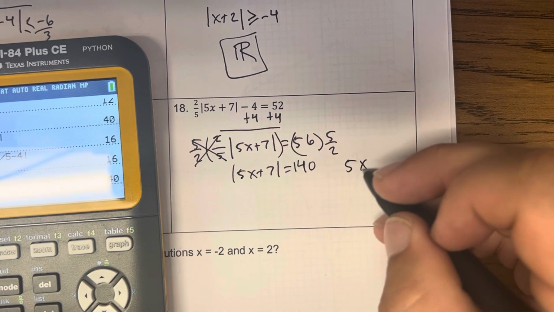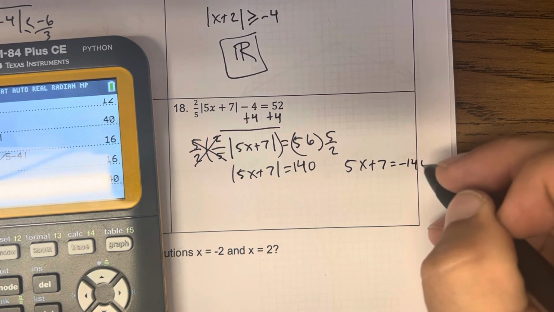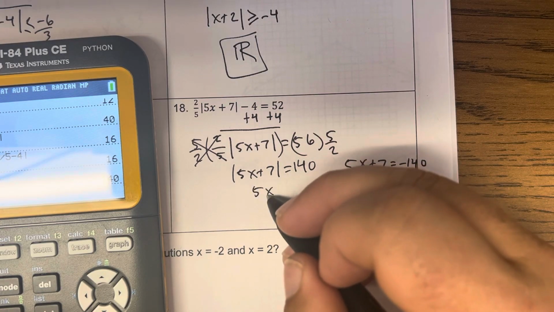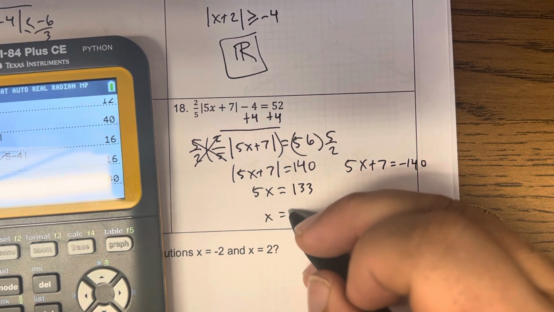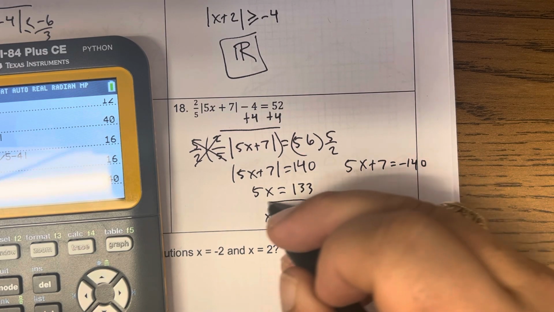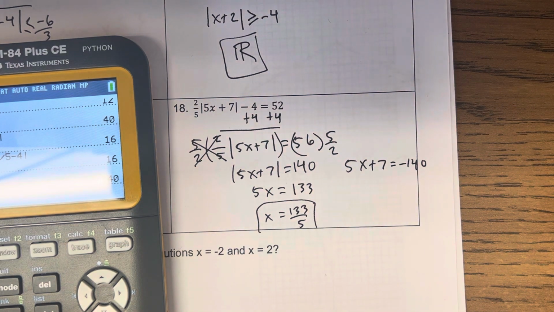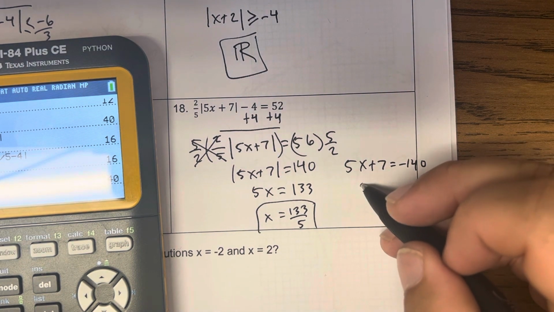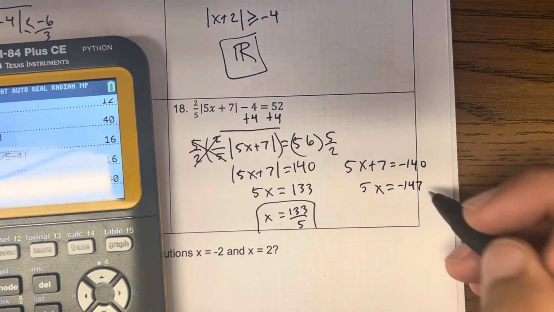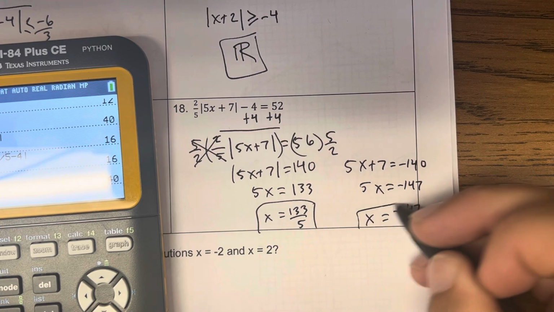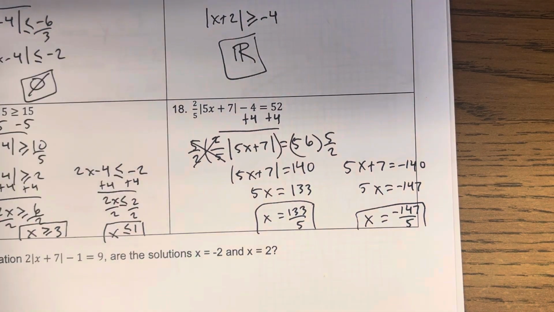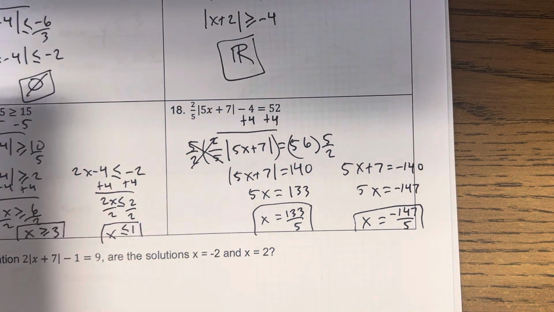And then we'll also set it equal to the negative. We'll subtract 7. And then we'll divide by 5. You can do the fraction or the decimal. Again, we'll subtract 7 and divide by 5. And we can check it.